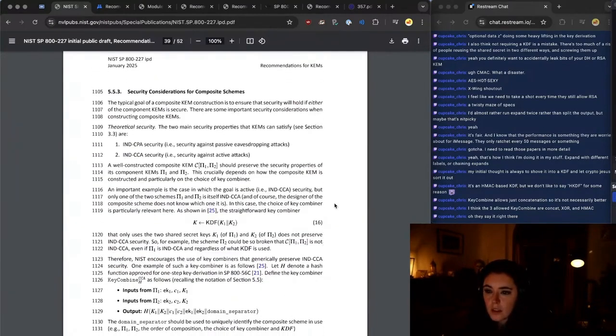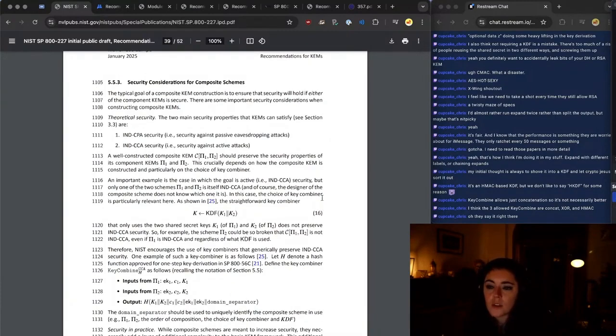Okay. Considerations for composite schemes. Yep. Chosen plaintext attack security, chosen ciphertext attack security. A well-constructed composite KEM should preserve the security properties of its component KEMs. Depends on how the composite KEM is constructed, and particularly on the choice of key combiner. Yep. They don't mention binding properties at all.